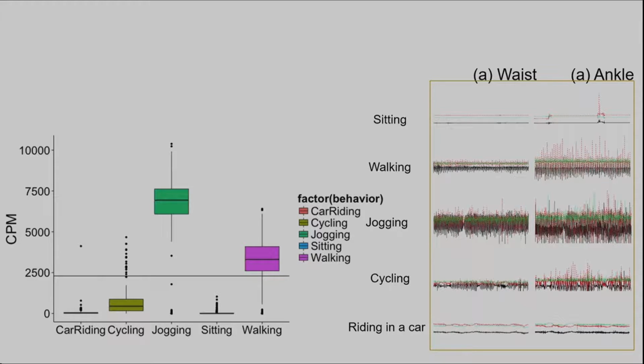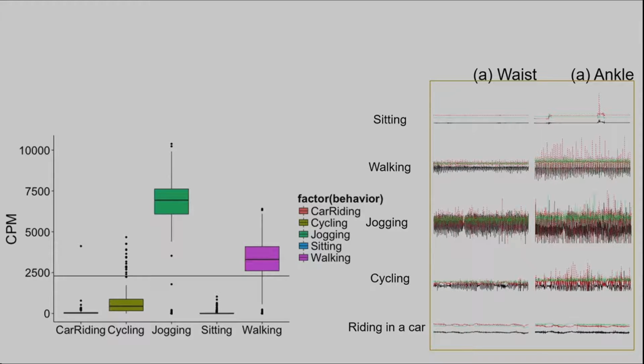Can I identify cycling from jogging? And we always keep our riding in the car separate. Yes, that is sitting, but as you can see, it looks very different in the car than it does in sitting. So we don't want to misclassify and sort of confuse the algorithm by giving it a case of sitting that doesn't really look like other types of sitting.